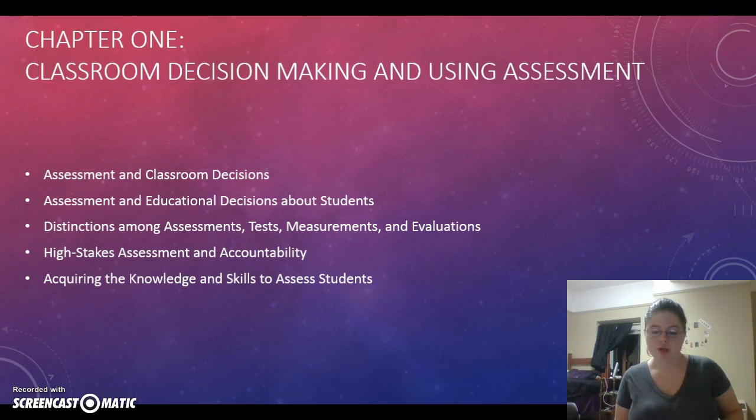And you evaluate more than just students. You also evaluate textbooks, instructional materials, instructional procedures, curriculum, educational programs, and even schools.